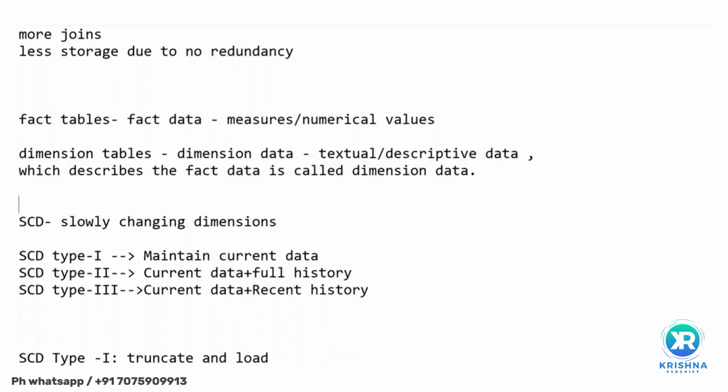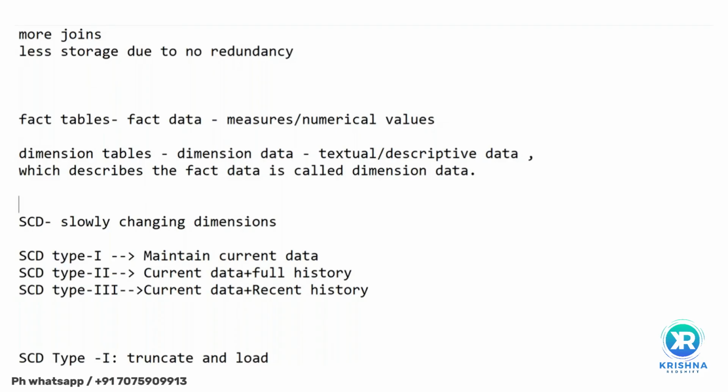Okay, so till yesterday we had discussed data warehouse design. As part of data warehouse design, we need to know what is star schema and what is snowflake schema. And in order to know that, we need to know what is fact table and dimension table. Fact table means only numerical values or measures it will store. So numerical values or measures is called fact data. Similarly, dimension data means textual or descriptive data.